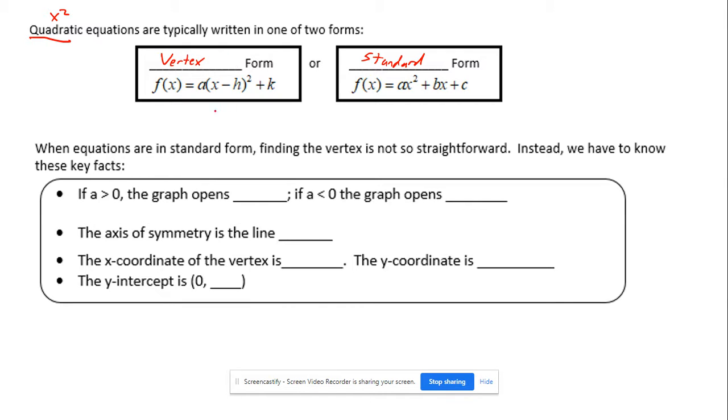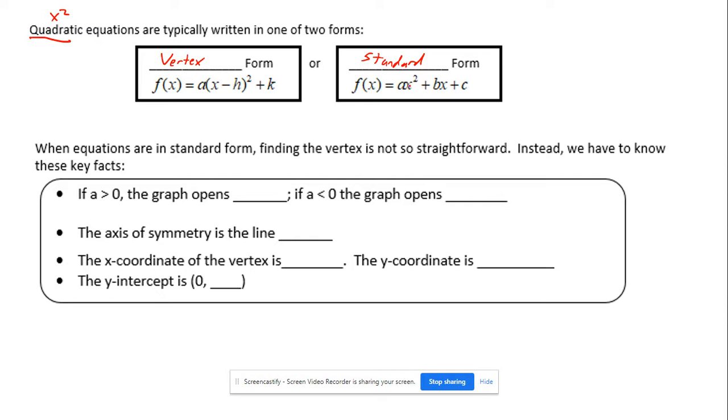Now, vertex form was really nice yesterday because it was really easy to find the vertex, hence why we call it vertex form. Standard form, not so easy to find the vertex. Standard form, it'll be really easy to find the y-intercepts, to find the x-intercepts. It might be easy to tell concave up or concave down, but finding the vertex is going to be tough, and we're going to see that together in some of our examples. So standard form is always going to be the x squared term, the x, and then the c.